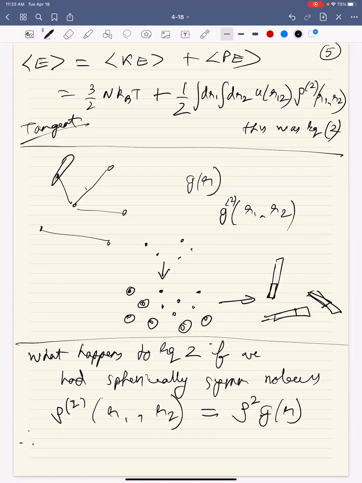So we are going to use this. And for this, we can write down the average potential energy, the n body. Let me go to the next page.